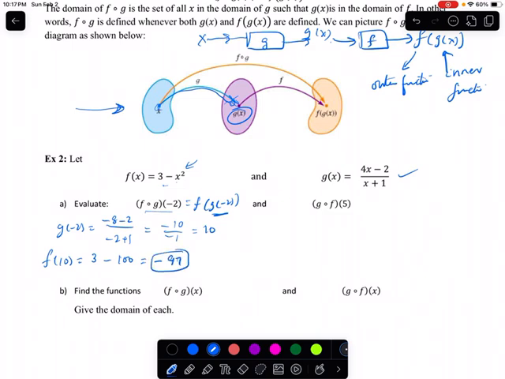So that is the value of the composite function at negative 2. On this side, it says find this value, g composed with f. According to the definition, this will be g of f of x. Now x is 5, so it will be g of f of 5.